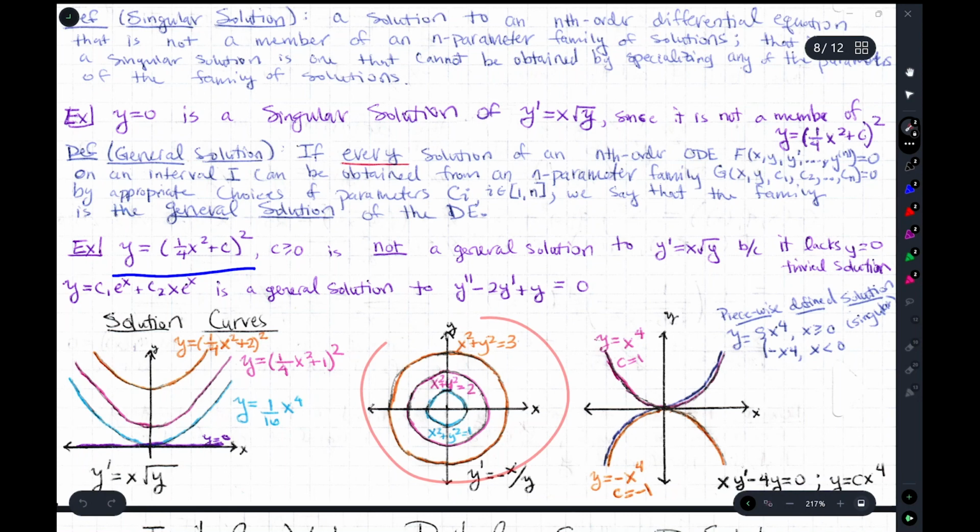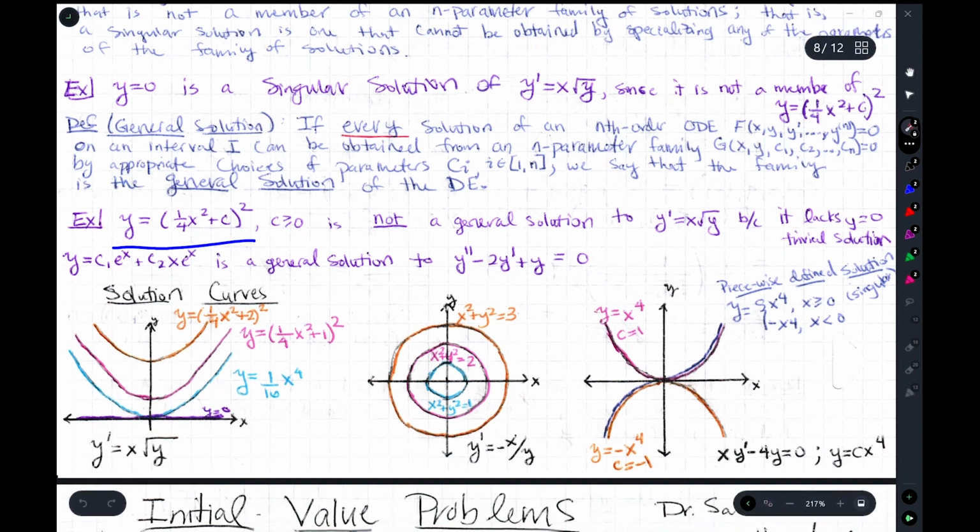We could do the same with implicit solutions. Here they're not functions, right? But these curves are solutions to these. As long as you're on this curve, you do satisfy the differential equation y prime is equal to negative x over y. Okay? And so here you see different solutions with different radii. All right? So all of these are solution curves to that differential equation.